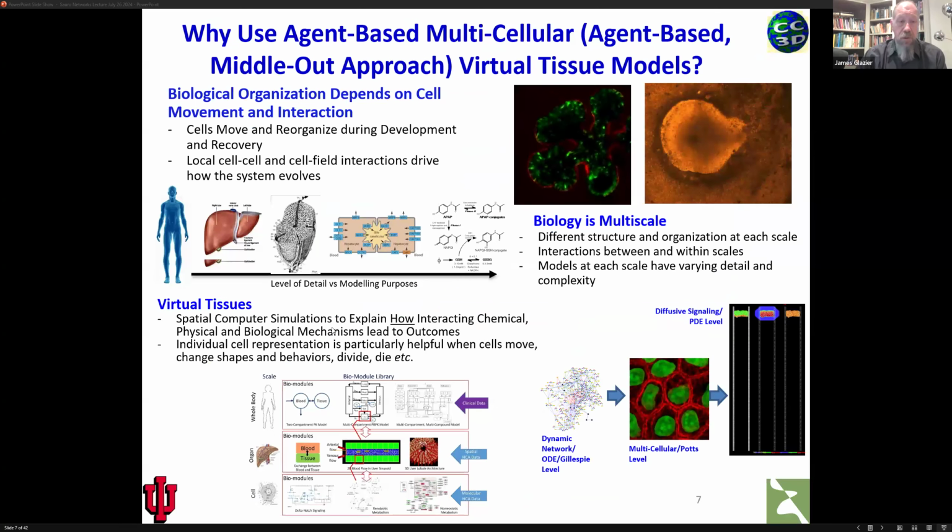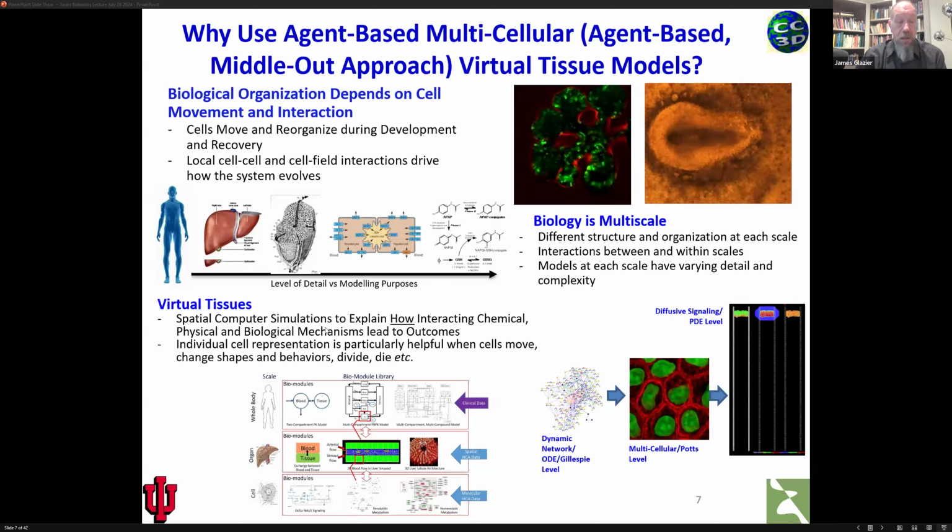So what we would call virtual tissue models are essentially a middle-out approach. You start out by modeling individual cells as agents. In the body, cells really are the main active agent. Everything that happens in the body is a result of the behaviors of individual cells. There are a lot of other components in your body that are critical to its function, but things like force generation are all done pretty much by cells, movement by cells.